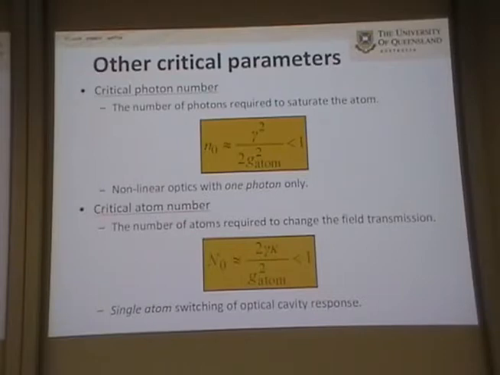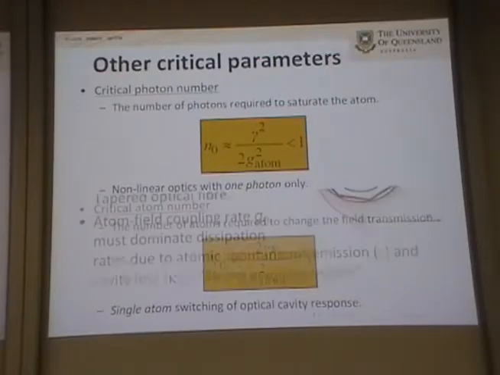Although, you can think of this as nonlinear optics with only one photon, right? If you can get the saturation photon number less than one, then that means one photon has a nonlinear behavior inside the cavity. And the critical atom number is similar in that if it's less than one, that means that one atom significantly changes field transmission. So this allows you to do something like single atom switching of the optical cavity response.